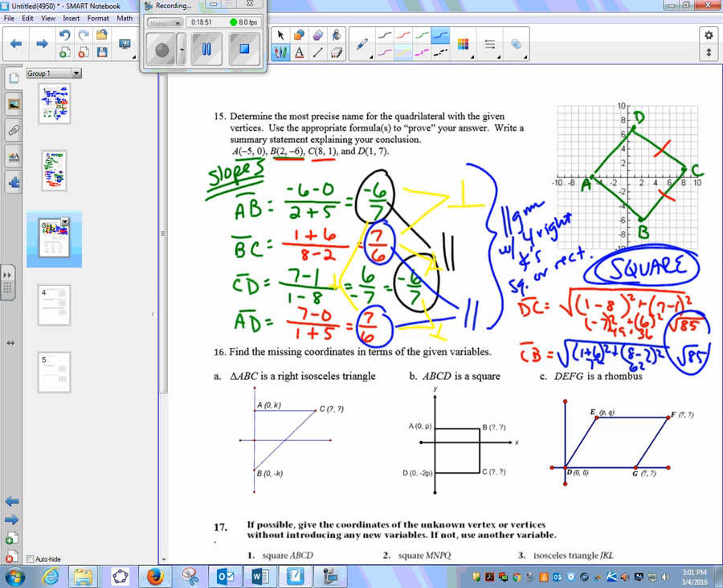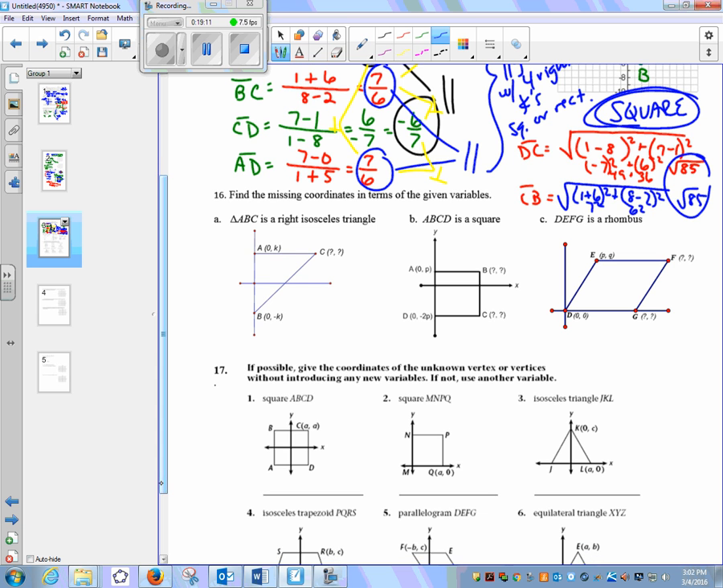Okay, I need a summary statement. I would write, since the opposite sides are parallel and consecutive sides are perpendicular, we have a parallelogram with all right angles, and since consecutive sides are congruent, we know we have a square.